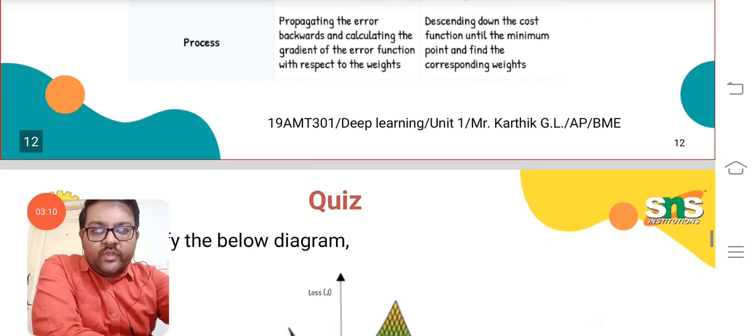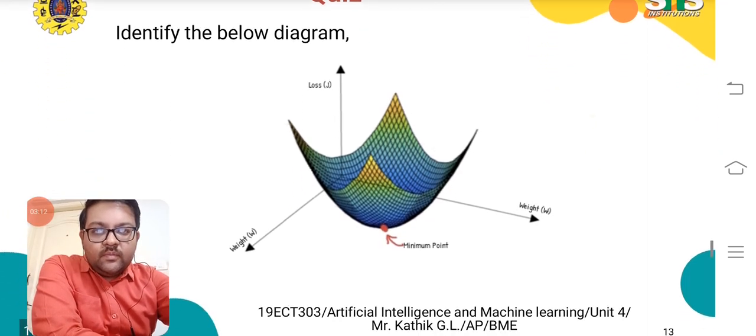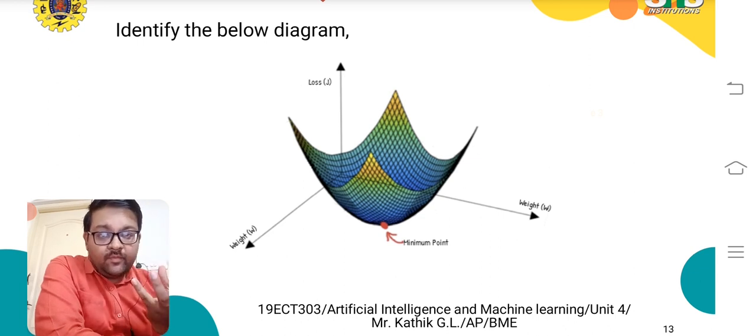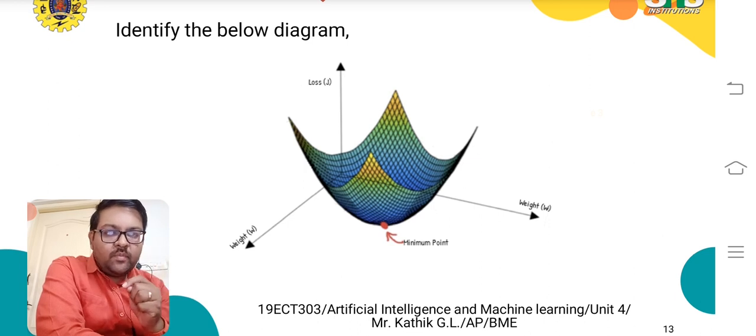We will have a small quiz. What does this diagram represent? Okay, so this diagram is the graph of weights versus loss, and that minimum point is the minimum point of the cost function. So we have to reach that minimum point. To reach that minimum point, we use positive gradient and negative gradient, and that is the gradient descent algorithm.